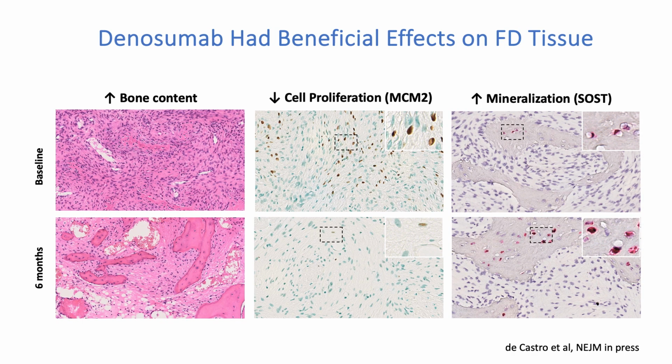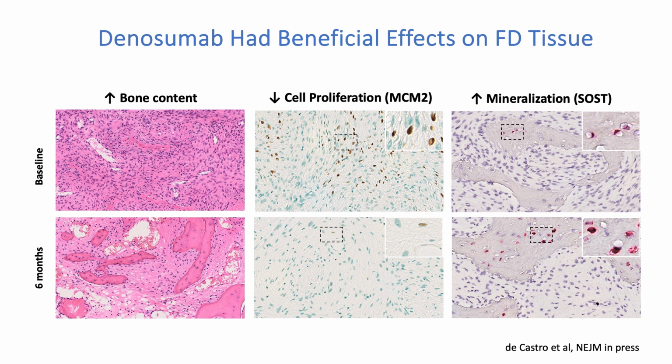So in this study at NIH, we did FD lesion biopsies before and after giving denosumab, and unlike bisphosphonates, we saw some pretty big changes here. So denosumab treatment will increase the formation of bone within the FD lesions, as you can see here all by that dense pink stuff at the bottom.